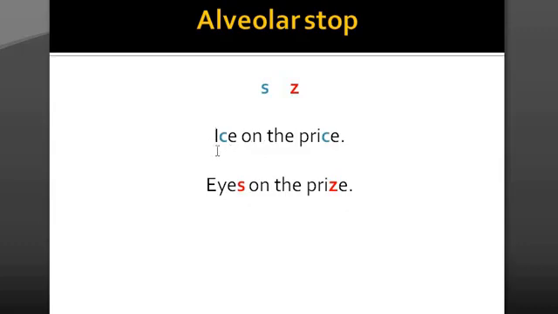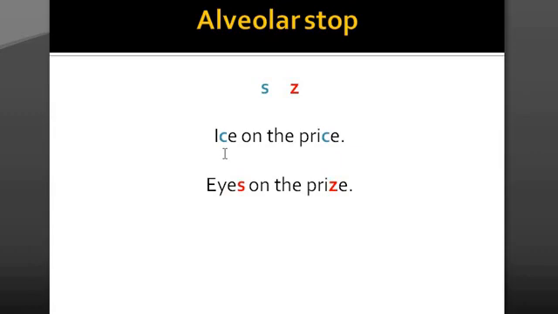So we say it the same way, but we just add the vibration, make it voiced. Ice on the price. Eyes on the prize. Okay, so this is an idiom, eyes on the prize. The prize is the goal, the thing that you want to win. Eyes on the prize means I'm thinking about my goal, I'm focused on my goal, I'm trying hard to reach my goal.